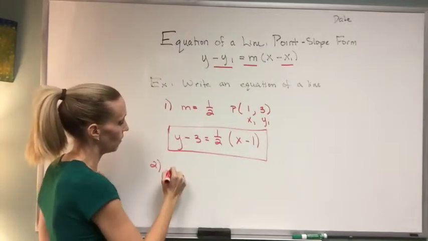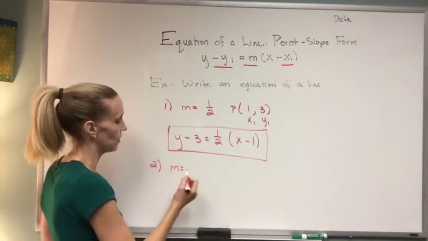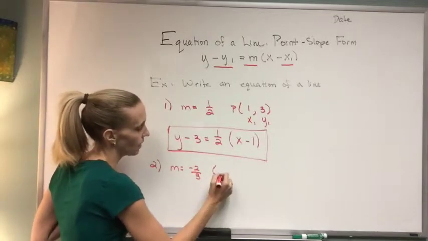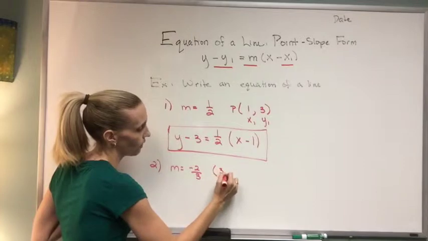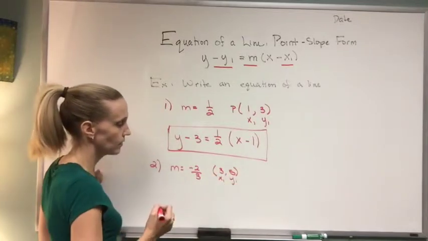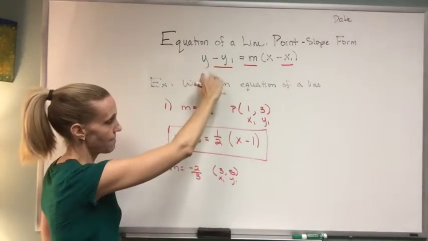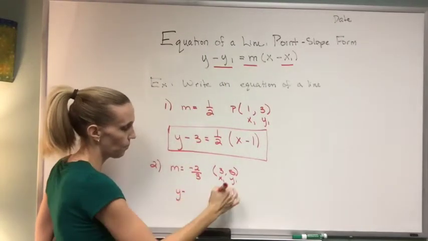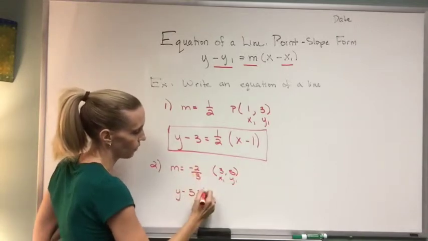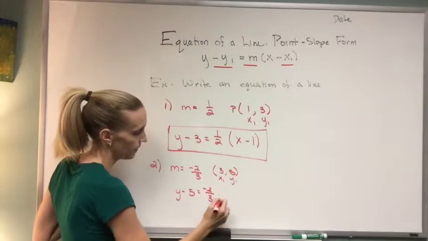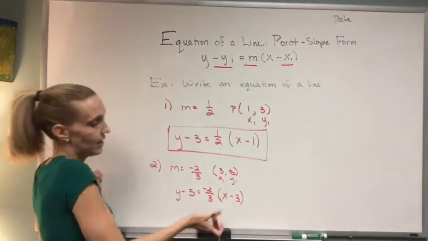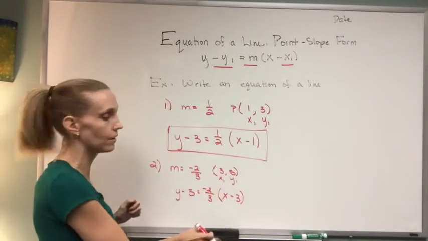So example number 2. What if I have a slope of -2/3 and a point of, let's do 3 and 5. We'll keep this nice first. Well, we write y minus my y1, which is 5. My m is -2/3, parentheses x minus 3. And that's it. That's point slope form. So we're done.